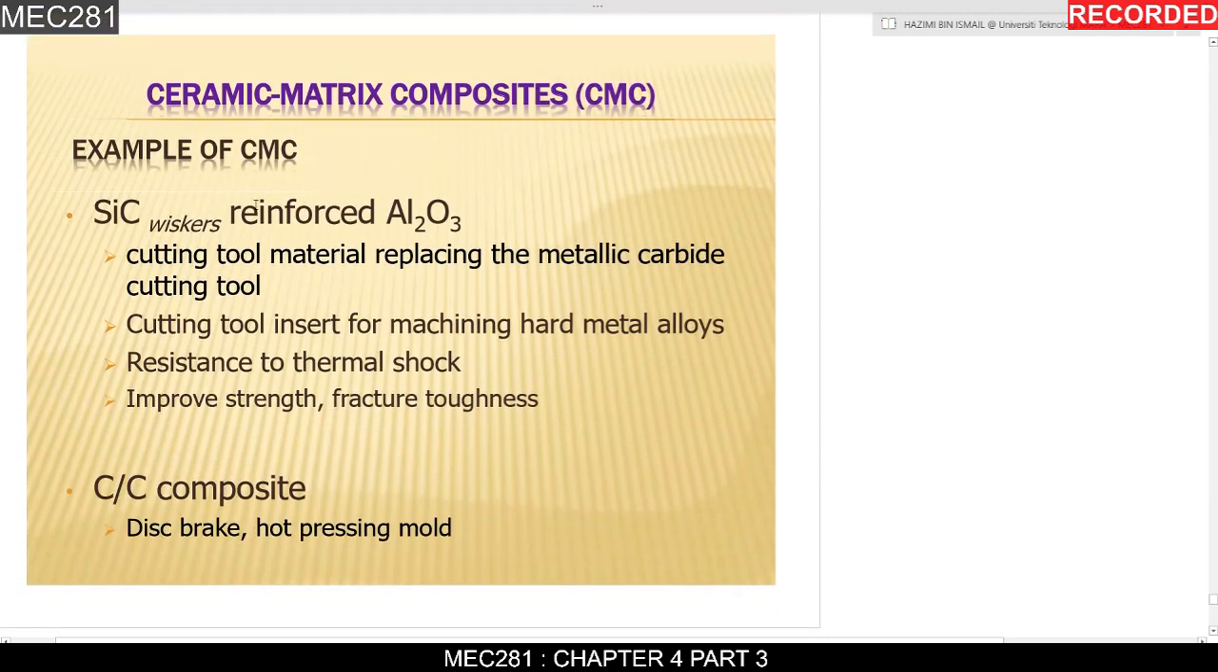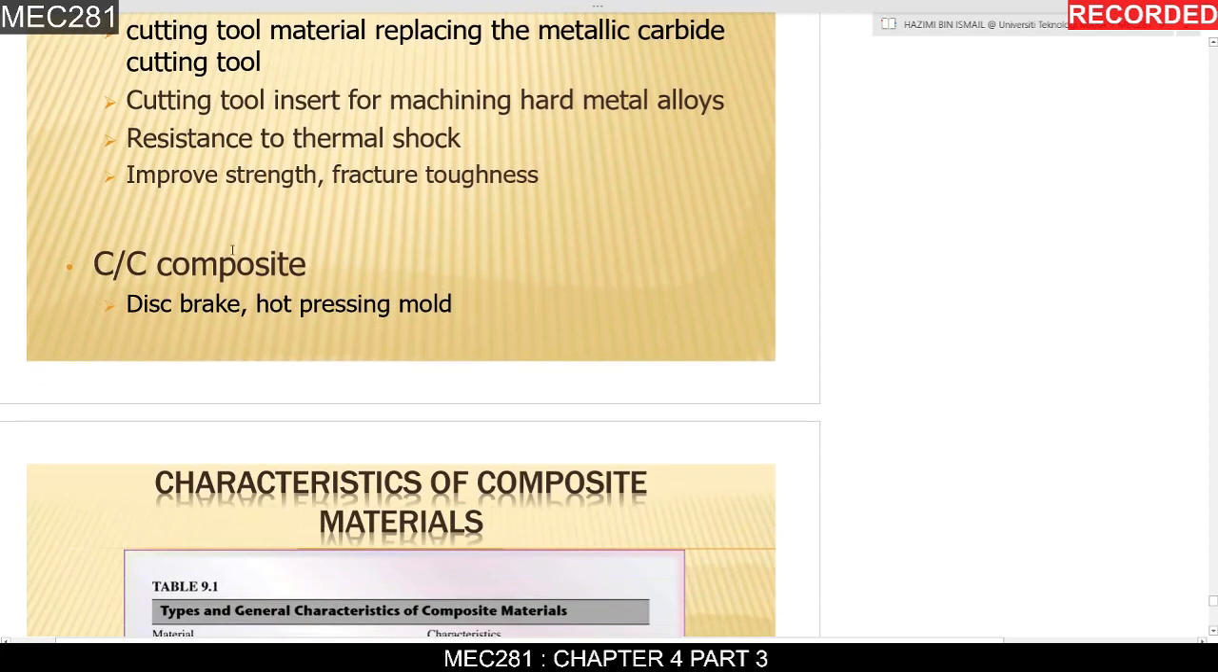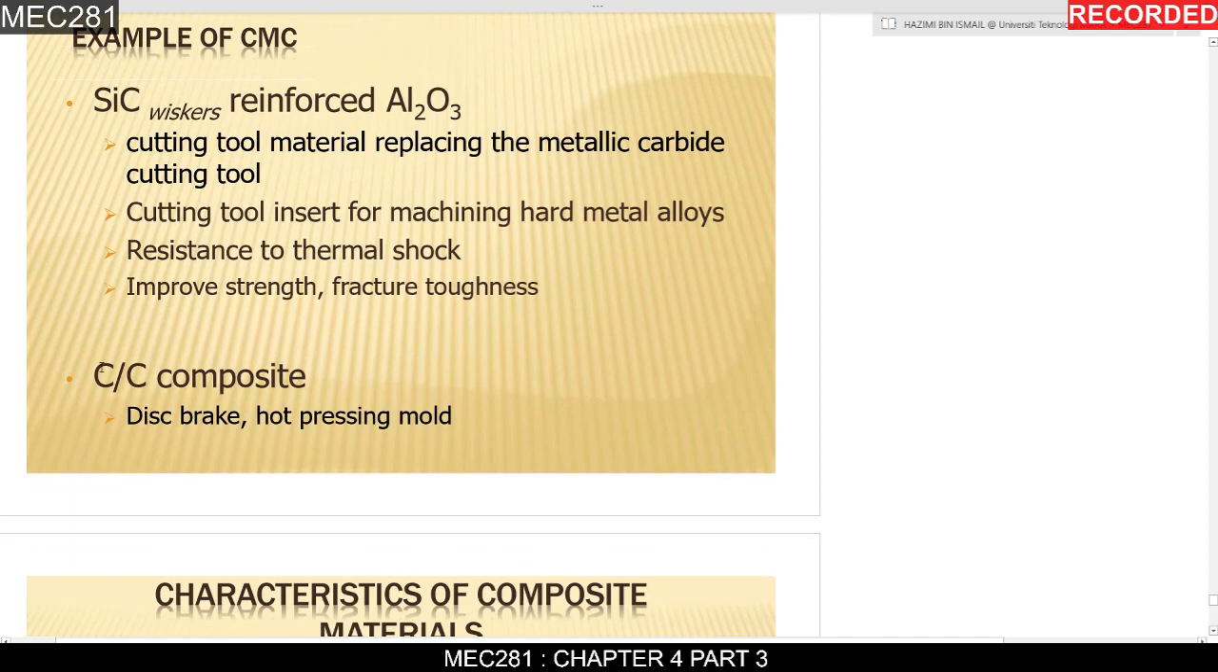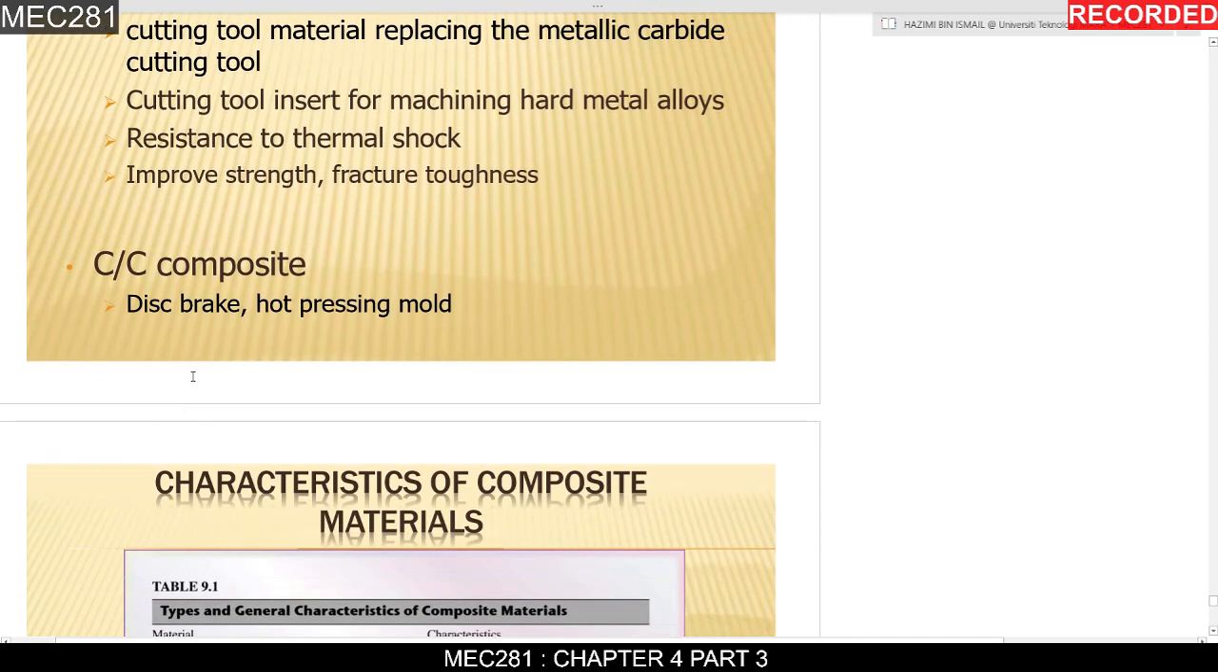Okay, an example of CMC is silicon carbide reinforced using aluminum oxide. It is used as a cutting tool material, replacing the metallic carbide cutting tool, as cutting tool inserts for machining hard metal alloys and so on. And for the CC composite, carbon and carbon composite, disc brake, hot pressing mold.